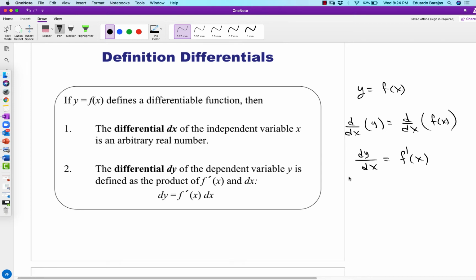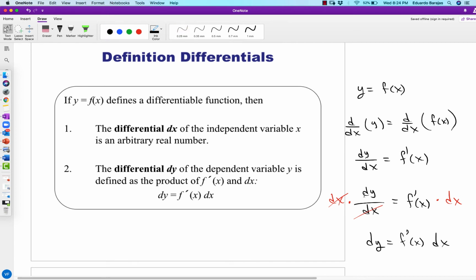What this is saying is that we want to think about this as something we can separate. dx represents some arbitrary number, so we can think about multiplying both sides of the equal sign by dx. On the left-hand side, these cancel each other out, and so we're able to solve for dy. dy equals f prime of x dx, right? That's what this is saying right here.